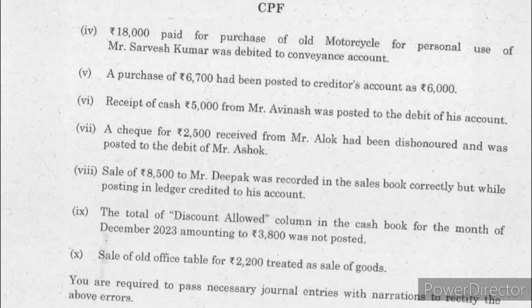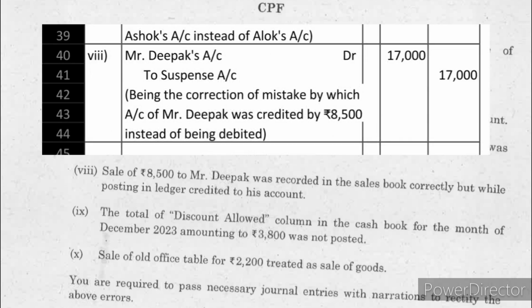8th transaction. Sale of rupees 8,500 to Mr. Deepak was recorded in the sales book correctly, but while posting in ledger credited to his account. This is an example of error of commission. A rectification entry will be Mr. Deepak's account debit 17,000 to suspense account 17,000. Narration. Being the correction of mistake by which account of Mr. Deepak was credited by rupees 8,500 instead of being debited.